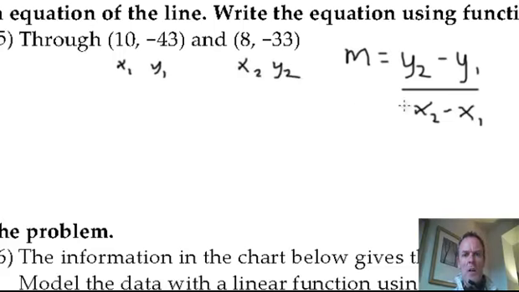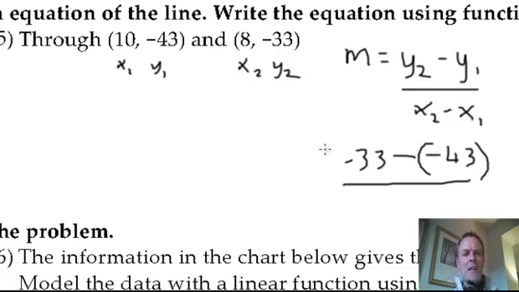So here we go. y2 is negative 33. I'm going to take away y1, which is negative 43. So watch the two negatives there, okay? That's what I'm doing for the numerator. The x's, x2 is 8. Take away x1, which is 10.